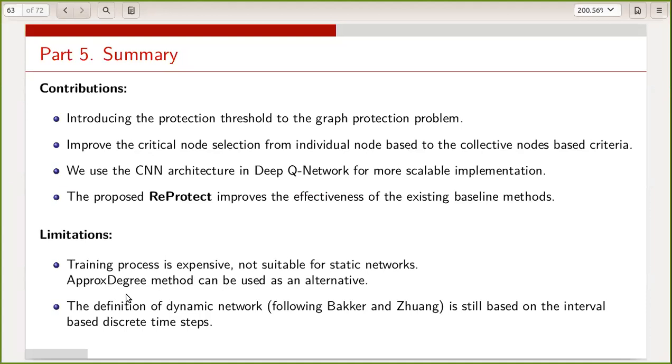The second limitation is that the definition of the dynamic network by Bakker and Zhuang that we use in this work is still based on interval-based discrete time steps. So in the future we should focus on continuous time steps, because that is really hard, but it should be handled as well in the future.